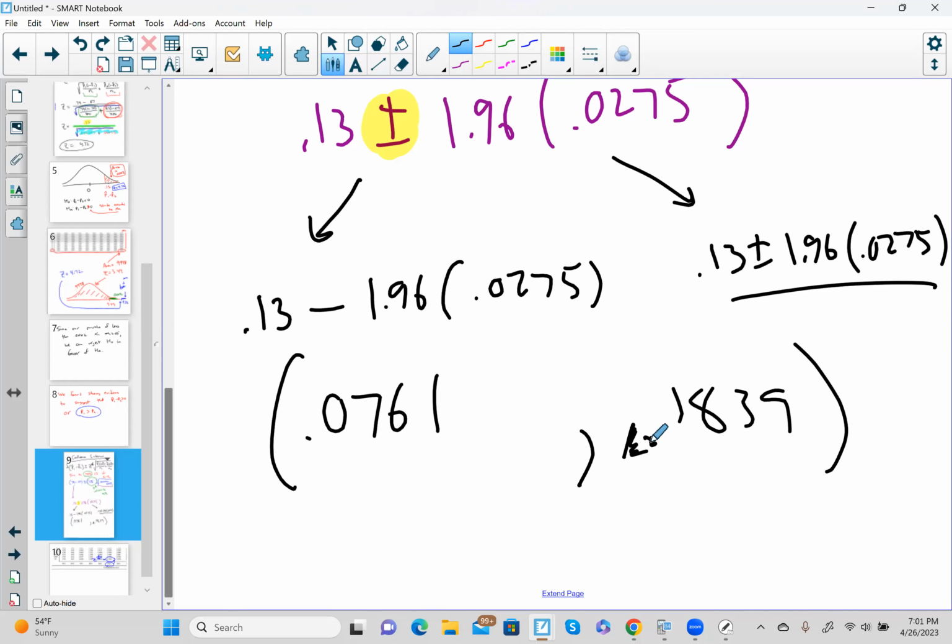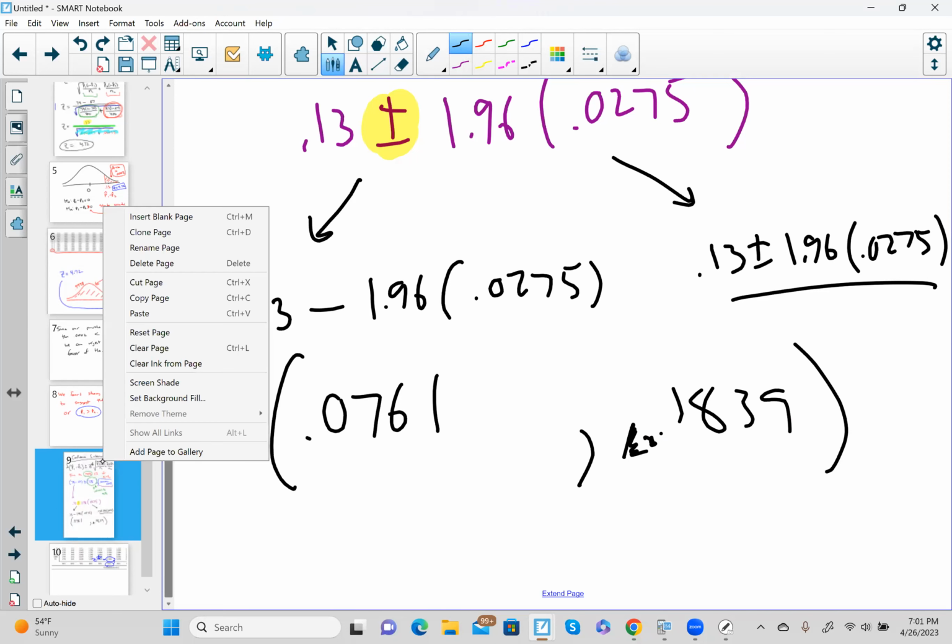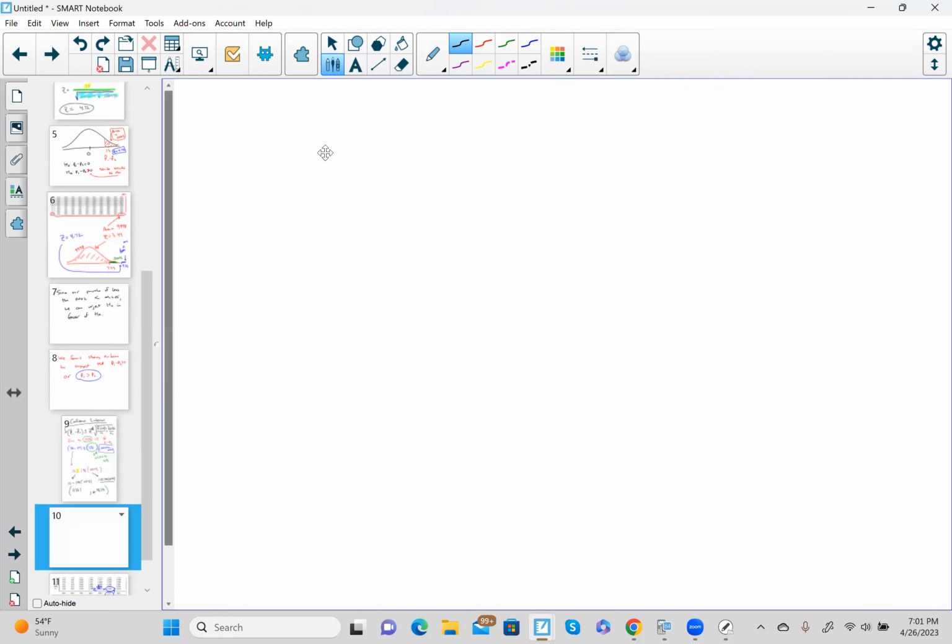So we did a whole bunch of work. You'd be like, why would I care about this interval? That would be a fair question to say. So our interval goes from 0.076 to 0.1839. So I'm going to call it 0.184 when I round it.